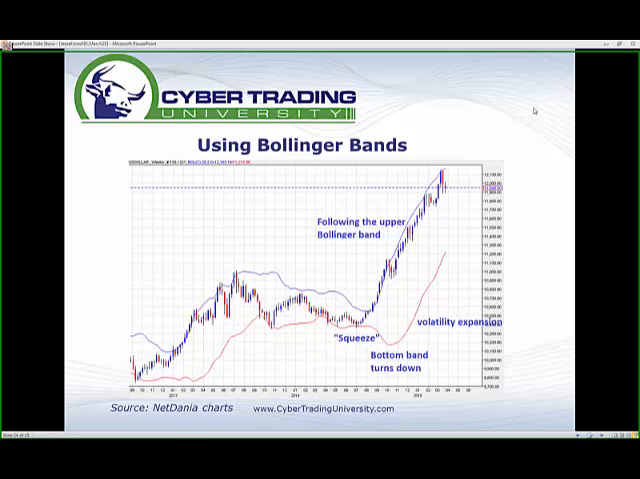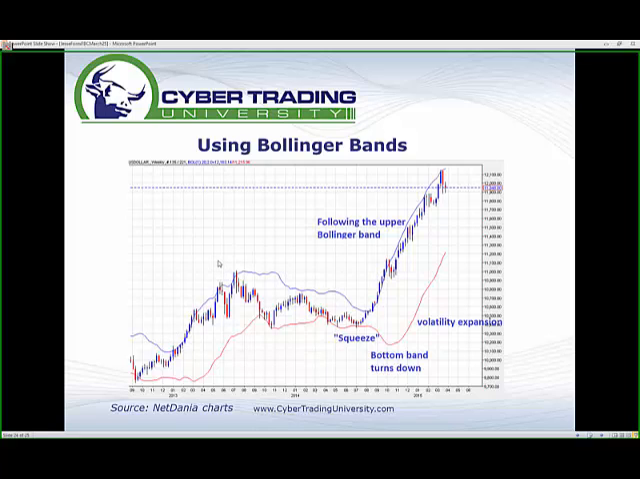I'm showing the US dollar index on the weekly scale. This is a longer term chart that goes back basically 2.5 years. And what a Bollinger Band is, it's an indicator, a technical indicator that uses price as the only input. It basically puts it into a formula and draws these envelope lines right around the price. And these lines are basically the second standard deviation line.